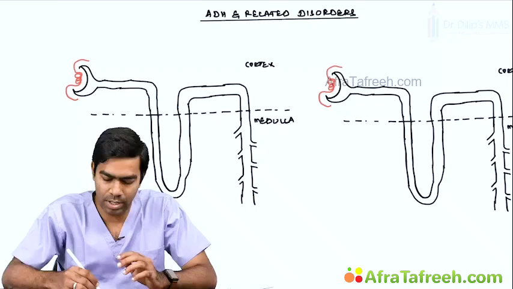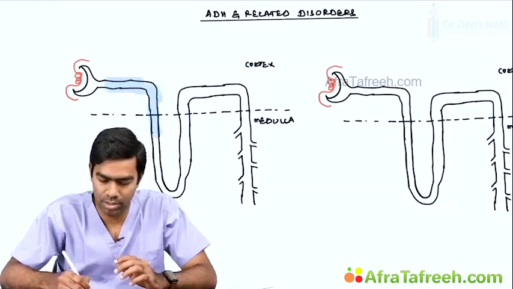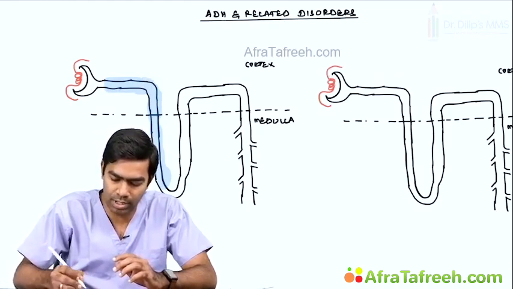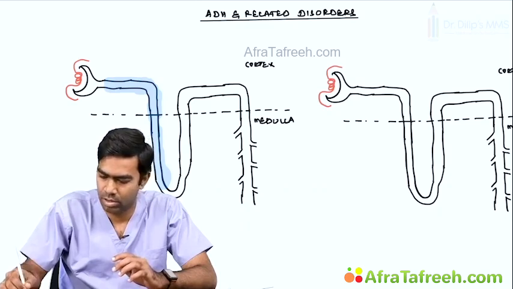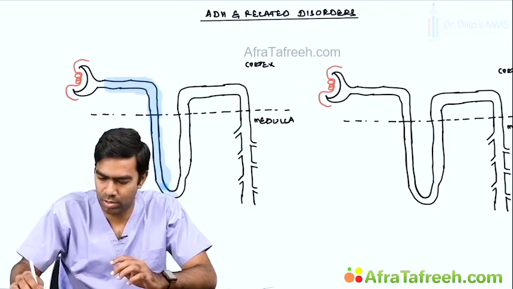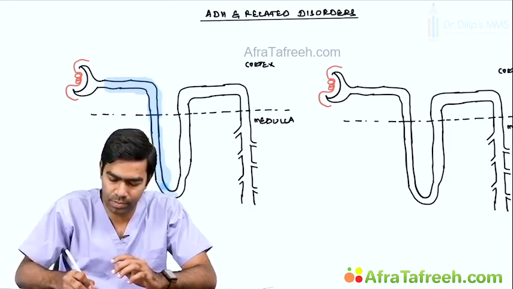So first, how the ADH is going to act. You know the ADH is going to act in the cortical and the medullary collecting duct. That is the predominant site of ADH action. But before that, we have to know what the water permeable and the water impermeable regions of the nephron are. So let me draw. This blue shaded area is the water permeable region of the nephron.